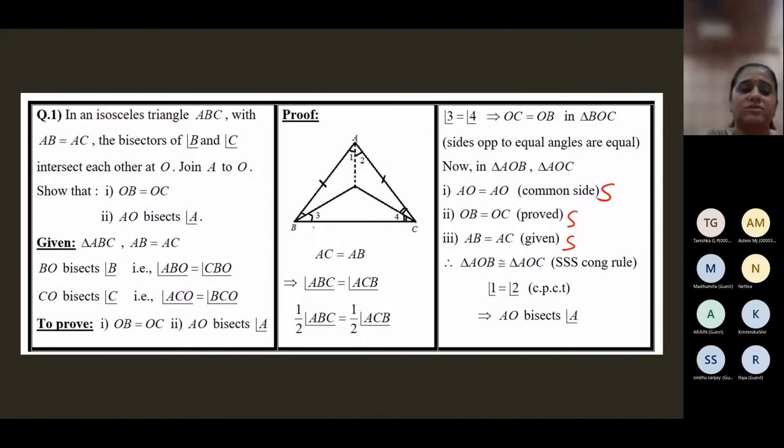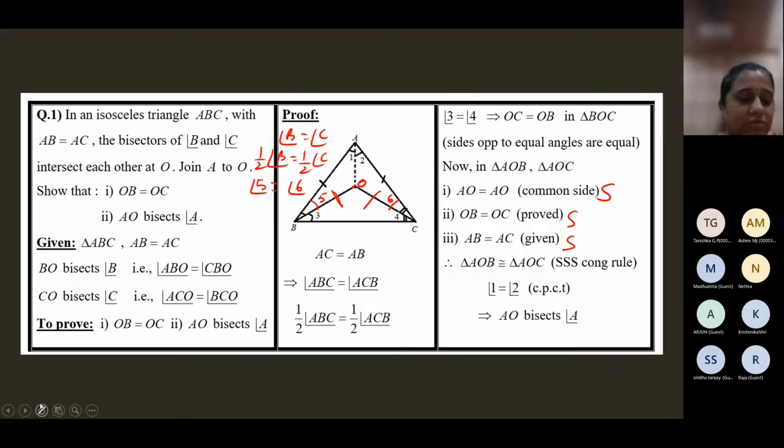As we discussed, you can also mark this as angle 5 and this one as angle 6. You can mark angle 5 because, see children, you know angle B is equal to angle C. So half of angle B is equal to half of angle C. Half of angle B is angle 5 and half of angle C is angle 6. So angle 5 is equal to angle 6. And OB is equal to OC.